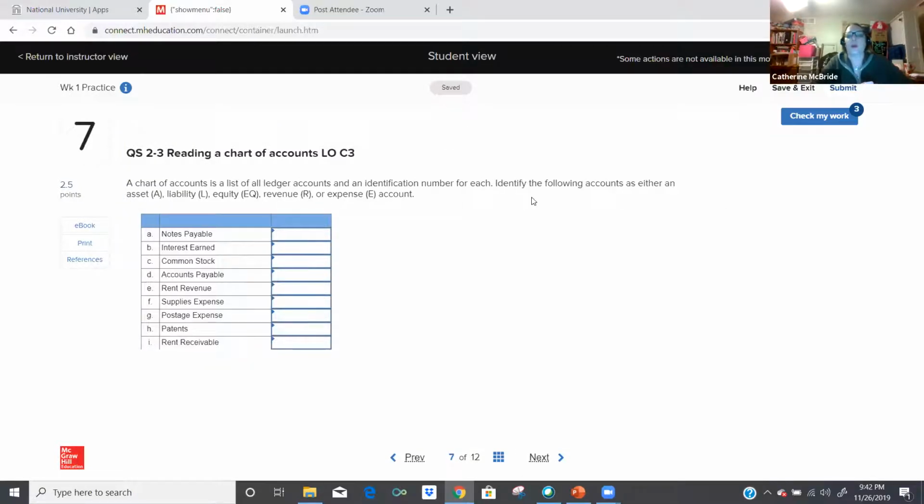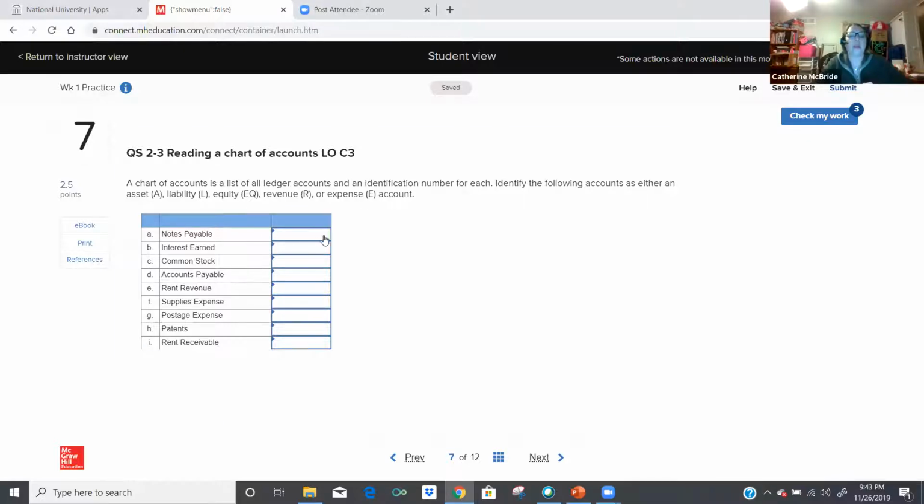Okay, we want to know, are these... I'm trying to move my chat pod. Okay, I'll close it for a minute. A chart of accounts is a list of all the accounts in the ledger. It doesn't have their balances. We want to know, are these asset, liability, equity, revenue, or expense?